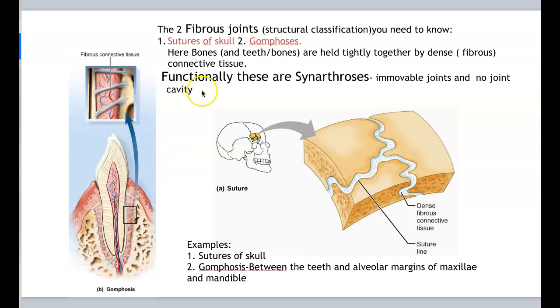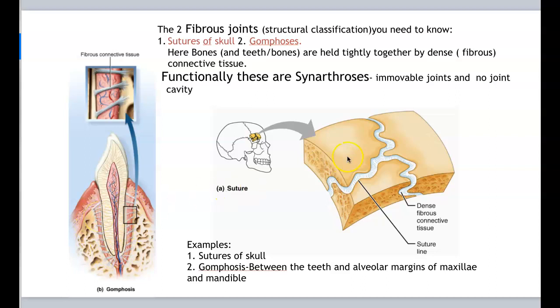So let's look at some of these. With our fibrous joints, the ones that my class has to know, there's others, but for my class, you just need to know the sutures of the skull and the gomphoses. Gomphoses are held together by a fibrous connective tissue. What's held? The root of your teeth. Remember you had your alveolar margins in your mandible and maxilla? Well, the teeth are held in those pegs in the mandible and maxilla by dense fibrous connective tissue. That should be immobile.